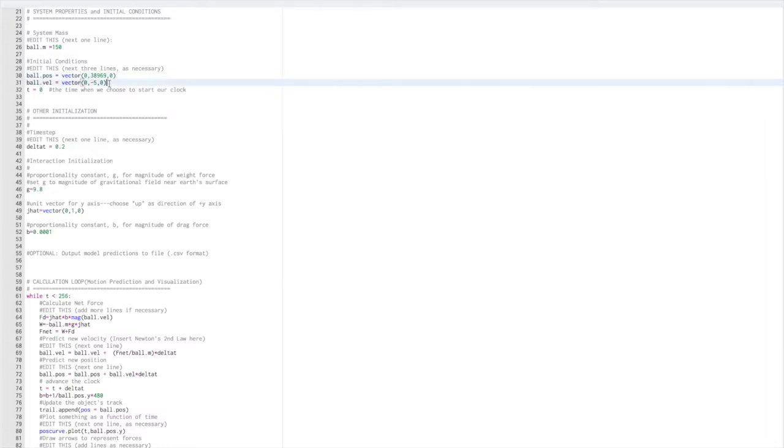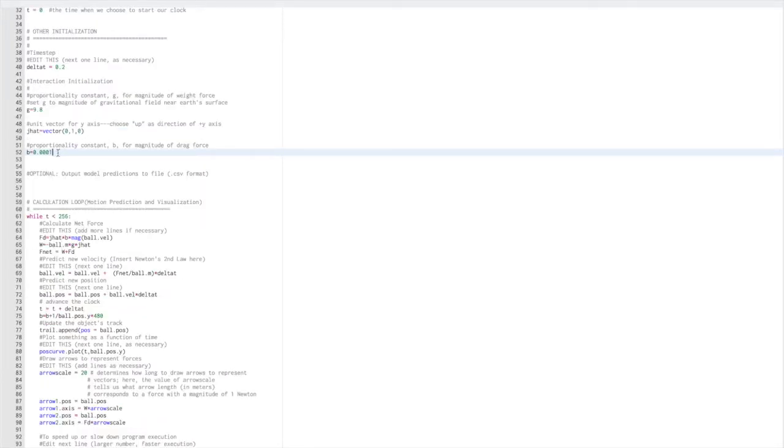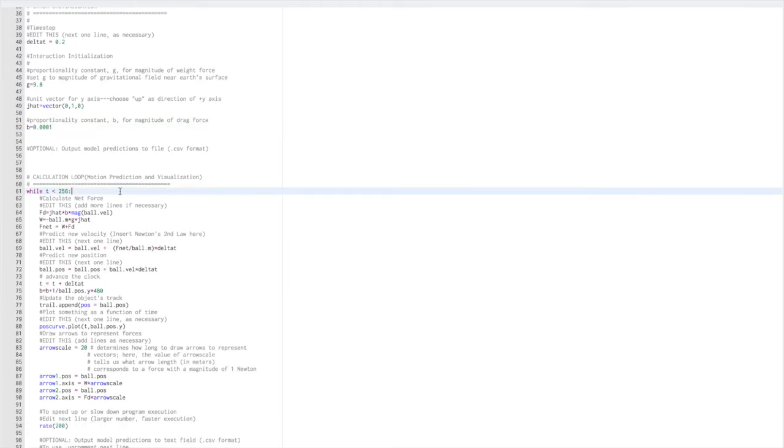Our object's initial velocity is negative 5 meters per second in the negative y direction. We set our initial time equal to 0 and our delta t equal to 0.2 seconds. Finally, we started with a drag coefficient equal to 0.0001. Next, we have our calculation loop.